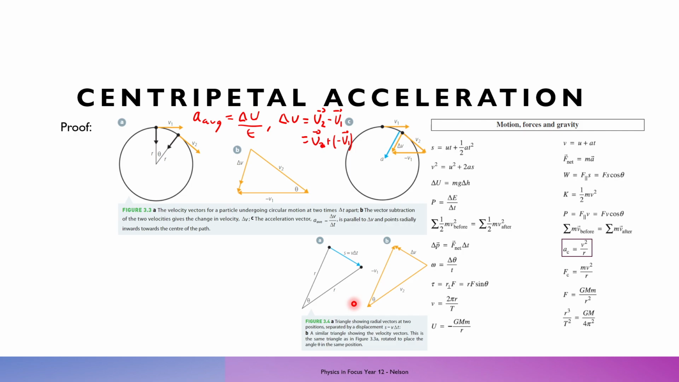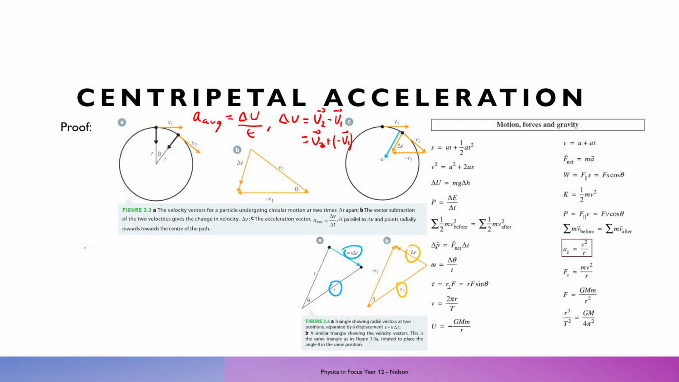And something that you may remember from year 10 maths when looking at similar and congruent triangles is that the ratio of a pair of sides in each of the similar triangles are going to be equal to each other, meaning that the ratio between these two sides, the displacement and r, is going to be equal to the ratio of these two sides, the change in velocity and velocity 2. In this case, we're going to rewrite the displacement as velocity times time. This is going to enable us to produce our centripetal acceleration formula.